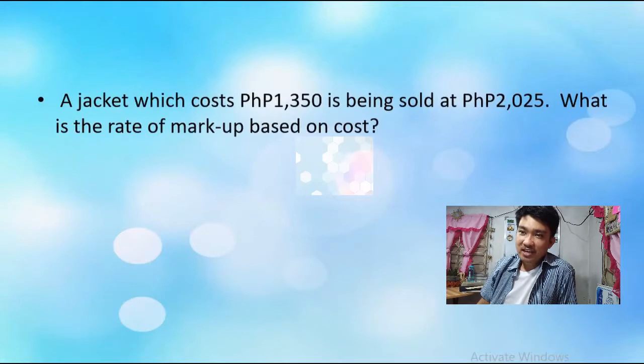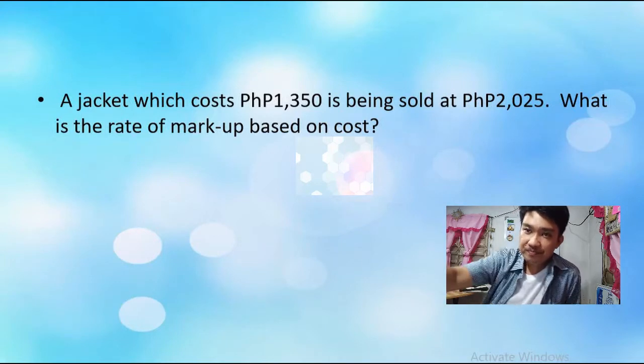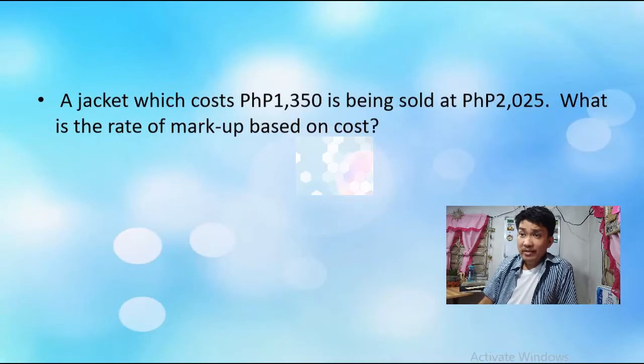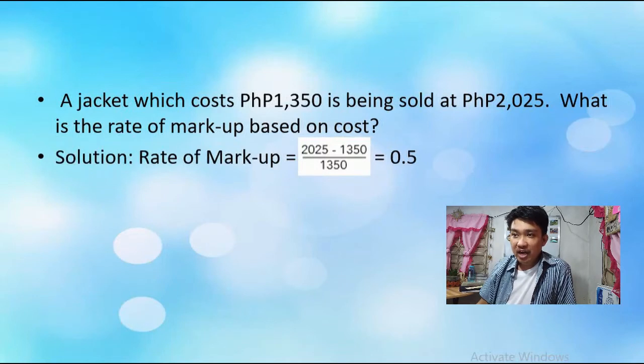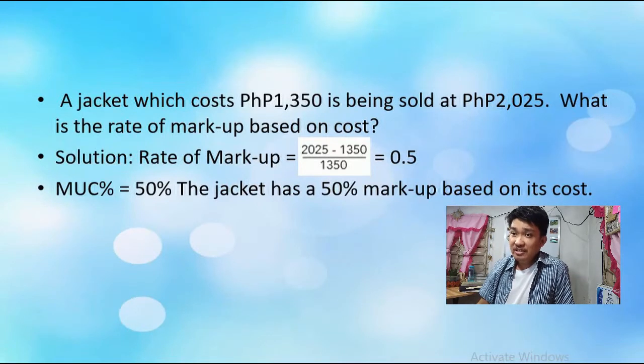Next problem. A jacket which costs 1,350 pesos is being sold at 2,025 pesos. What is the rate of markup based on cost? Solution. Rate of markup is equal to 2,025 pesos minus 1,350 pesos over 1,350 pesos, which is equal to 0.5. So markup percentage is equal to 50%. The jacket has 50% markup based on its cost.